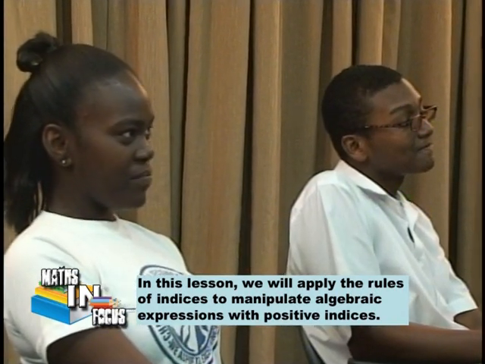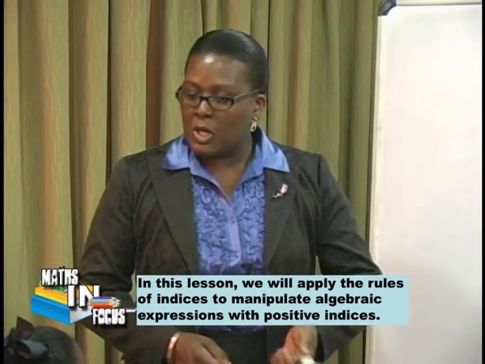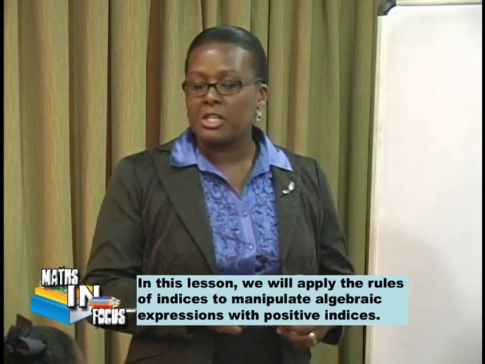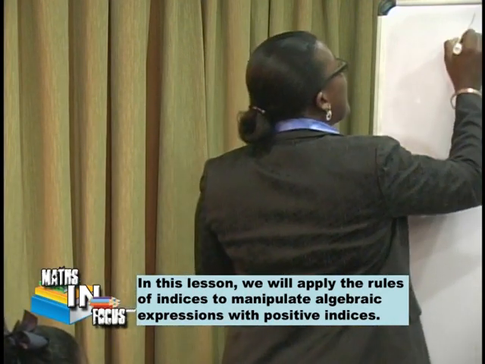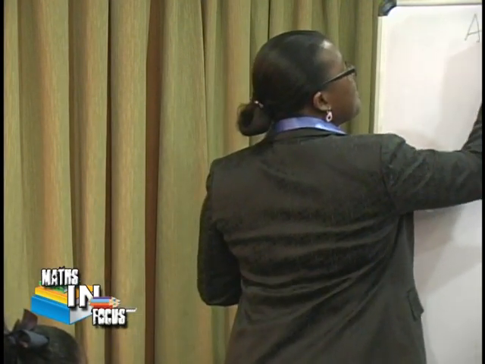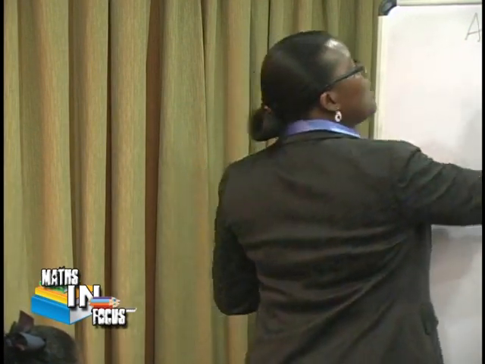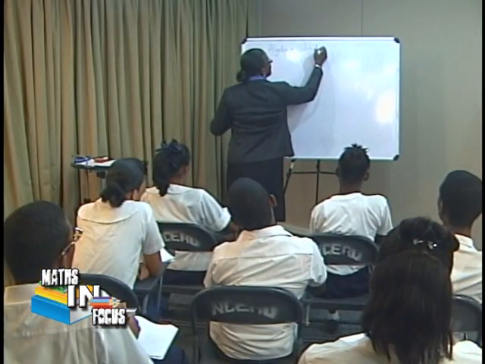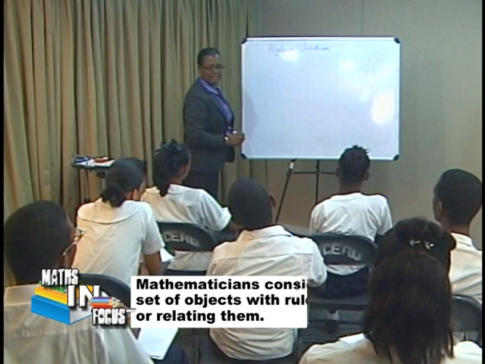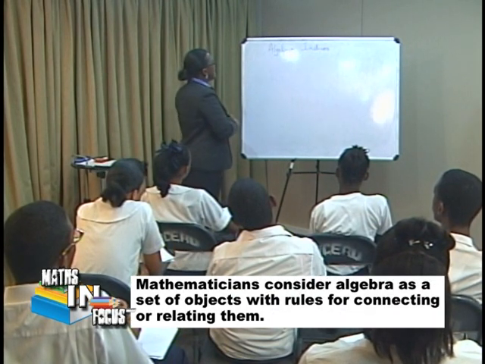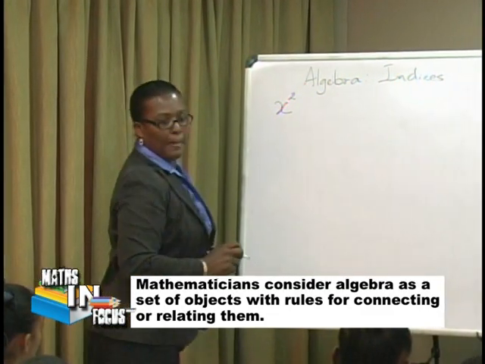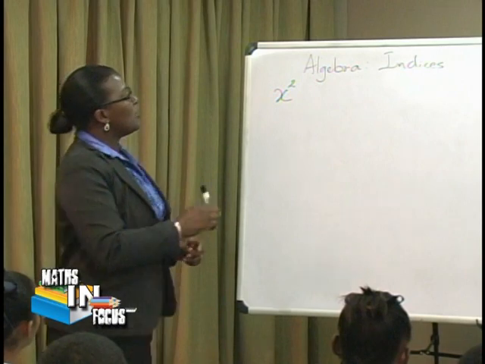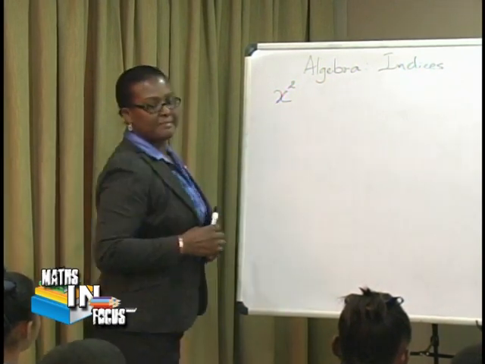Good. Now, in the past, we looked at sets and we looked at measurement. Today we want to conquer some other topics. We're going to look at a new topic called algebra, and in algebra, we're going to look at something called indices. Now let us say I have x and I have a little 2 up there. What do I call this entire thing?